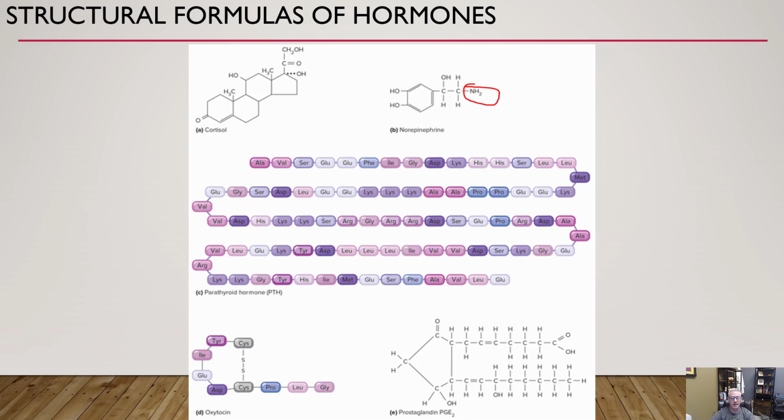Parathyroid hormone, PTH. Remember, that's a long chain of amino acids. There's a bunch of amino acids linked together, so that's going to be a protein. And oxytocin, part D, that's a short chain of amino acids, so that's going to be a peptide. And the bottom picture is a prostaglandin. Here you can see that terminal COOH there.